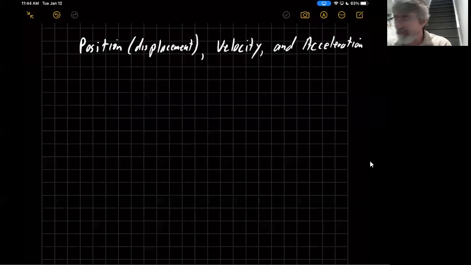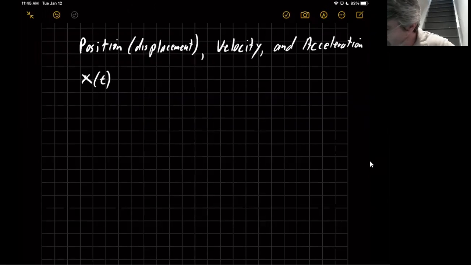Welcome back. Today we want to look at position, velocity, and acceleration, and combine what you've been doing in physics class with what you have in calculus class. In physics class, you probably used either X or Y for position. Let's just assume it's X. So position might be X, and it's a function of time.